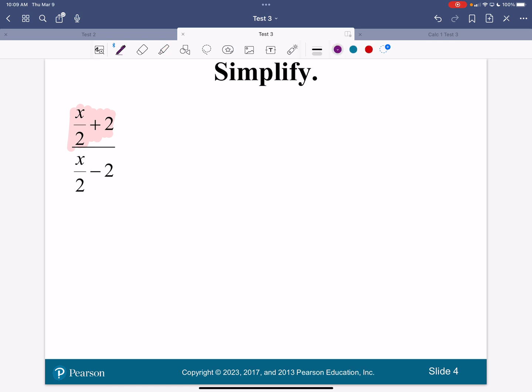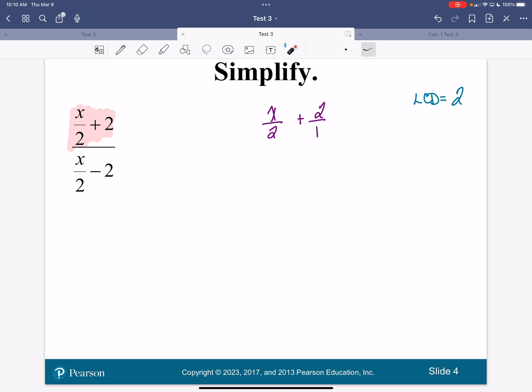So I have x over 2 plus 2 over 1. So I need to find my LCD. What is my LCD between 2 and 1? 2. Okay, it's my LCD. Now, this denominator already has a 2 in it. So I don't need to do anything to this fraction.